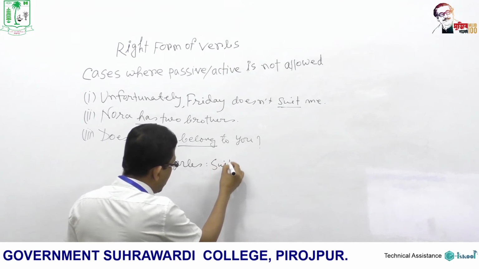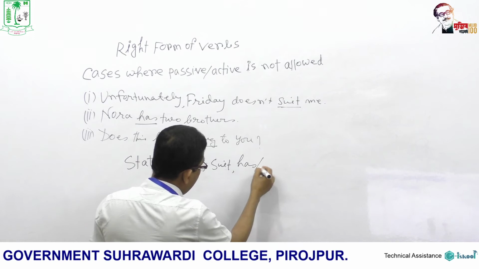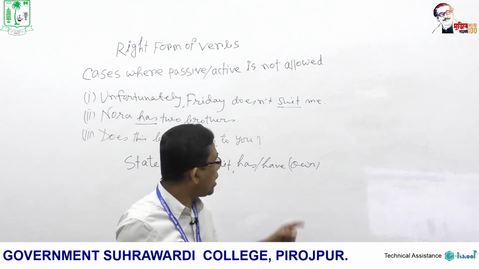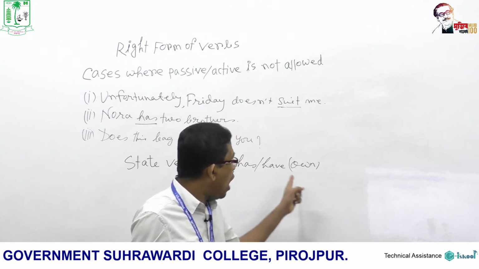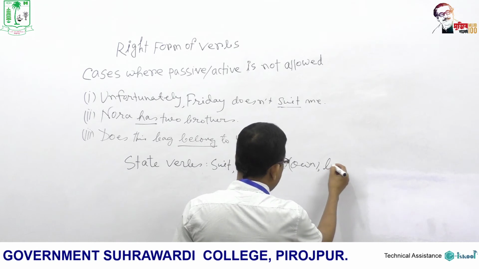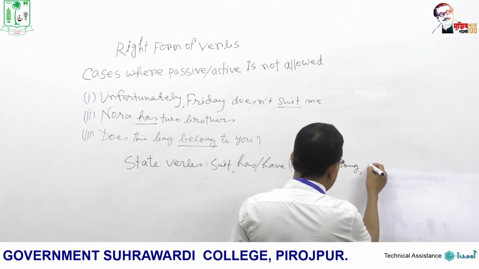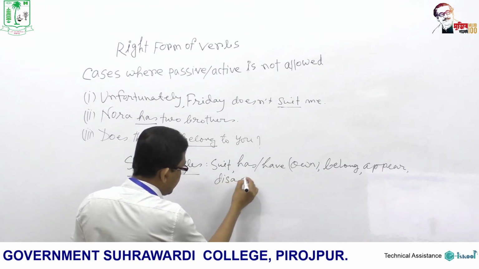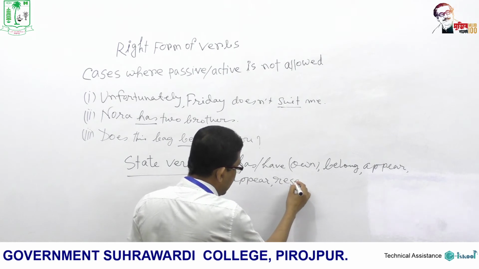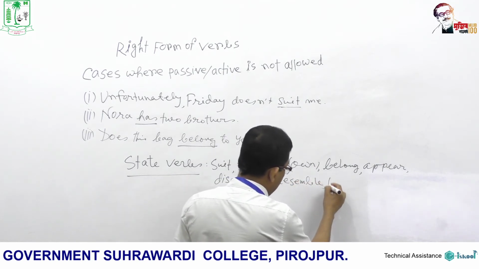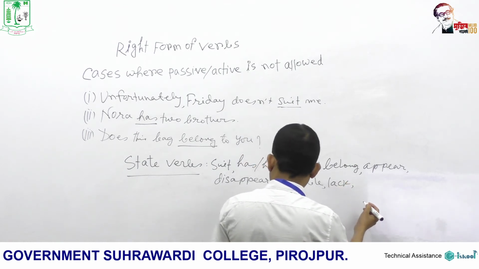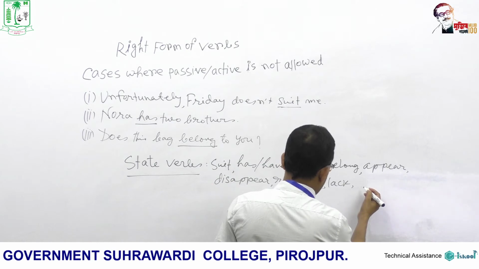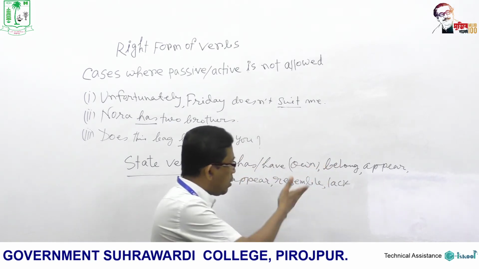So, then had or have, when it means own, has or have may have more than one meaning, and when has or have mean own, and then belong, and there are many other verbs such as appear, disappear, resemble, lack, etc. Okay, these are called state verbs.